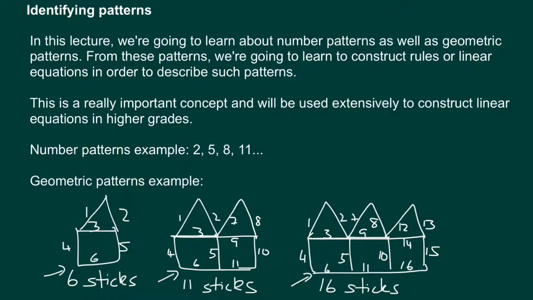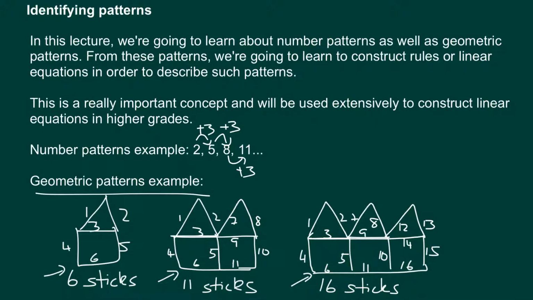So an example of a number pattern could be 2, 5, 8, 11, etc. As you can see, it is simply going up by plus 3 each time. So that is the number pattern for these numbers here. And then we have a geometric patterns example.